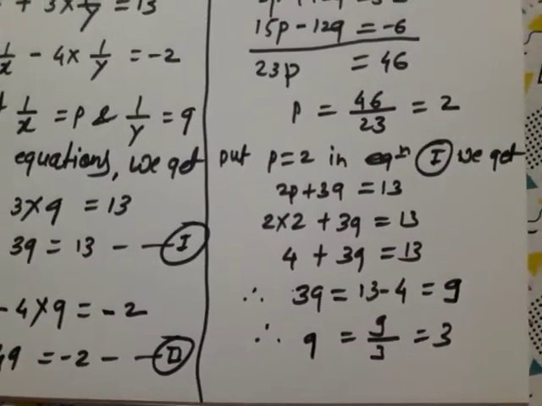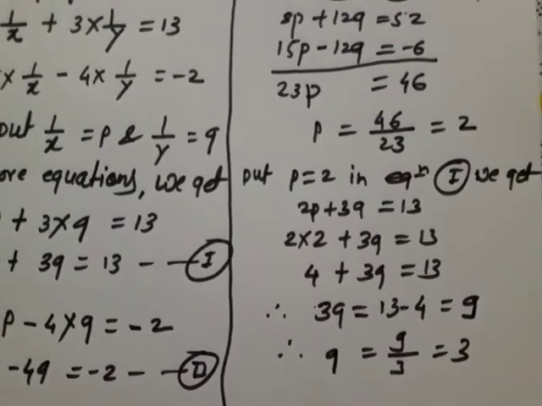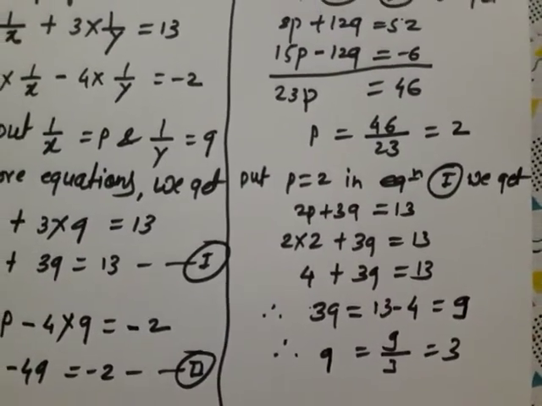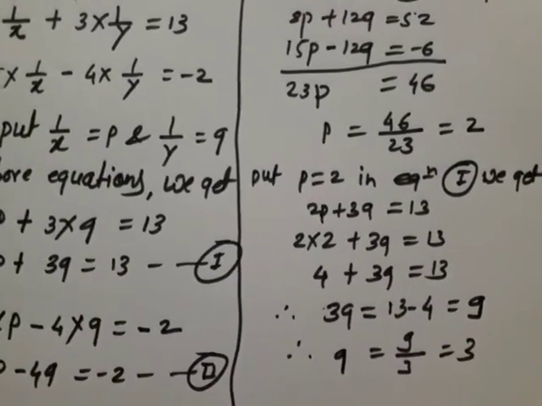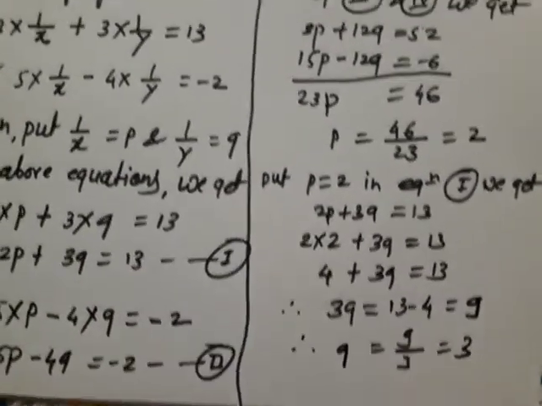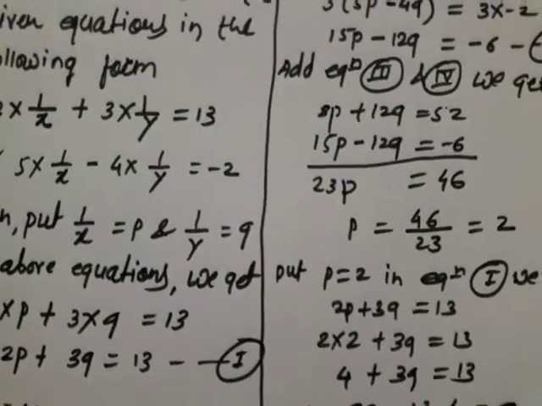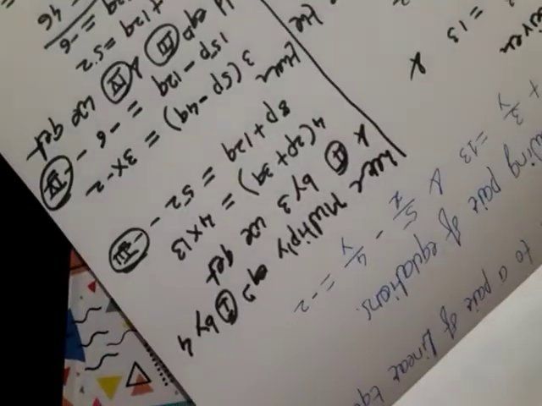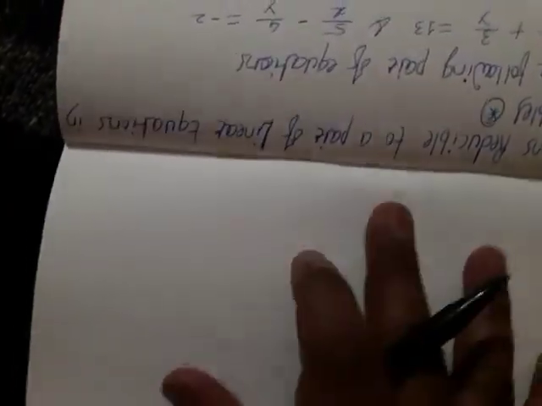But this is not a final answer. Remember, we got here value of p is equal to 2 and value of q is equal to 3. This is not a final answer. Final answer we have to write in a different way. How to write that in a different way? I am going to show you here. Remember, because here it says solve the example, it means that we have to find out the value of x and y, not p and q, x and y, not p and q.